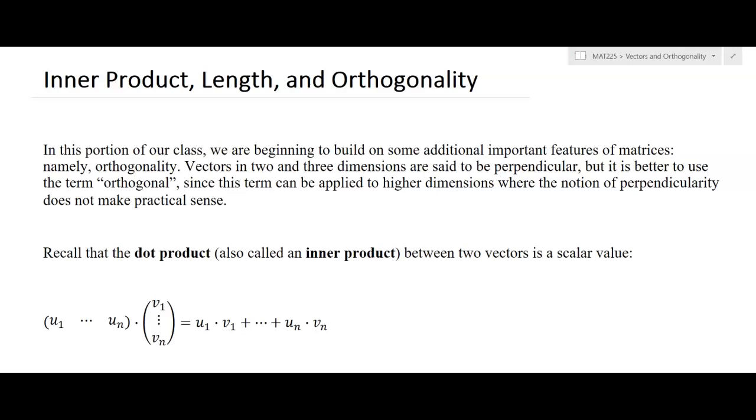Welcome. In this video lesson, we're going to take a look at some building blocks for vectors, specifically inner products, length, and orthogonality. It turns out that orthogonality is a very important concept, and essentially for vectors in 2 and 3 dimensions, this basically means that they're perpendicular.